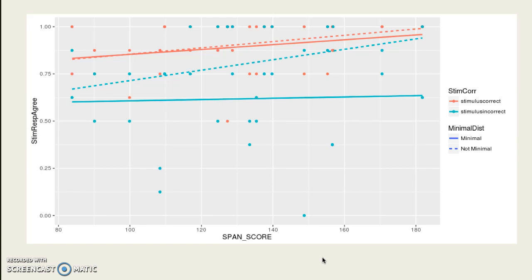However, when it comes to the correct stimulus in minimal pairs, the higher the Spanish score from the participants, it resulted in higher accuracy in the correct stimulus response in minimal pairs. The correct stimulus in not minimal pairs resembles the same growth as the incorrect stimulus in not minimal pairs. This means that non-minimal pairs from both correct and incorrect stimulus exponentially grew with higher Spanish score.